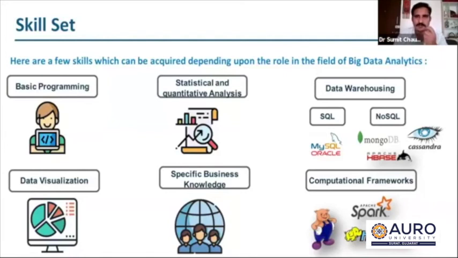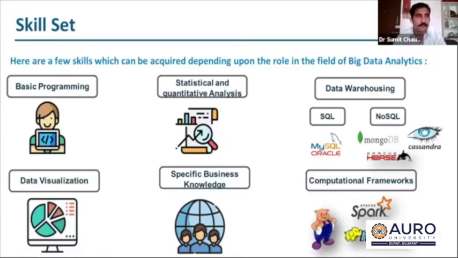So what skill set do we require for this? If you want to be a big data analyst, here are a few skills which can be acquired depending upon the role in the field of big data analytics. So what are the prerequisites? The basic programming one must know. If any student or any person sees a bright future in big data analytics, then the first requirement is basic programming. One must have basic programming knowledge. Number two, statistical and quantitative analysis.